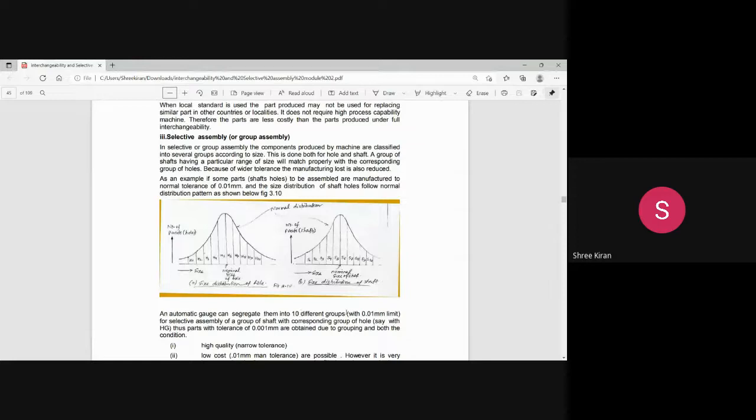Them into 10 different groups. An automatic gauge can segregate into 10 different groups with a 0.1 mm limit. For selective assembly, a group of shafts is matched with the corresponding group of holes. Thus parts with a tolerance of 0.001 mm are obtained due to the grouping and both the conditions. So that is what happens.